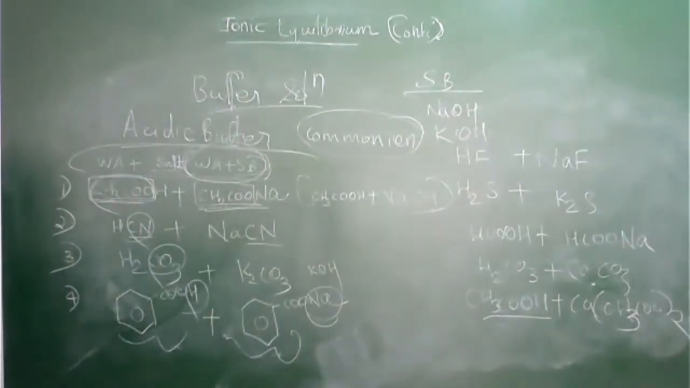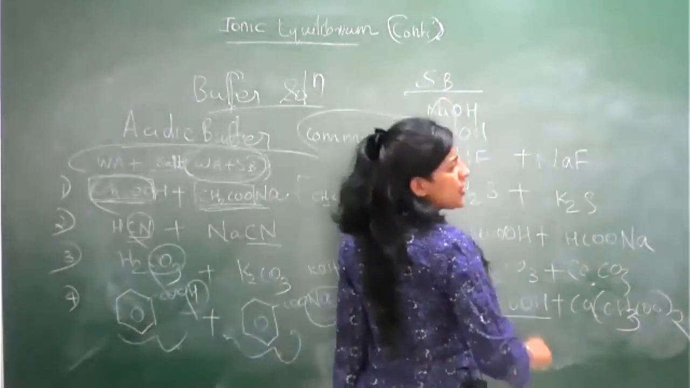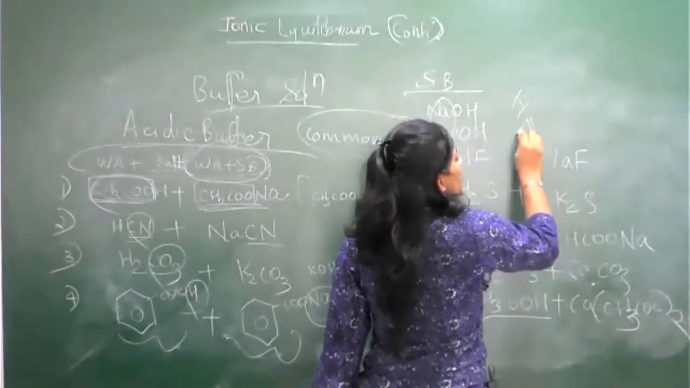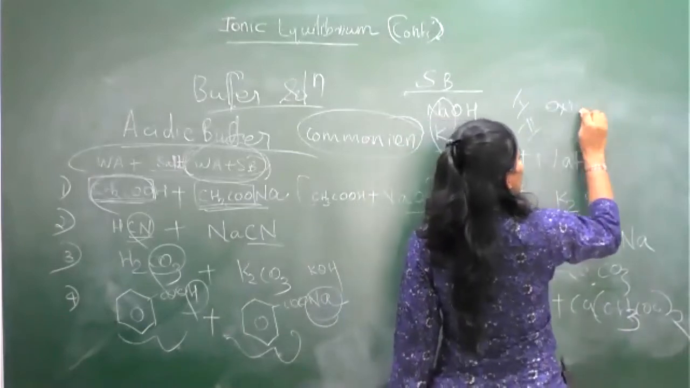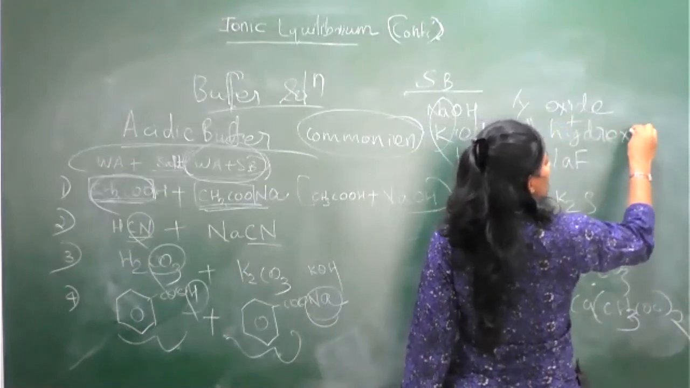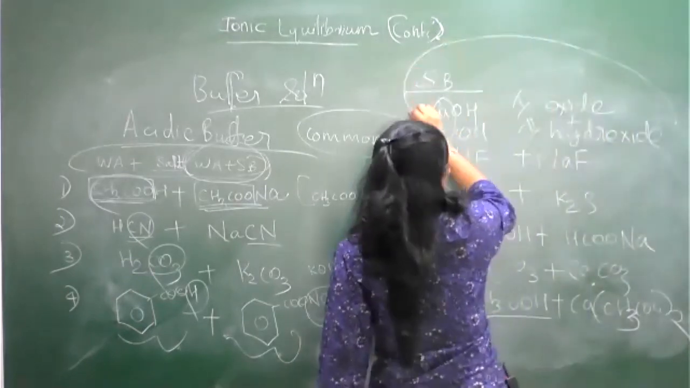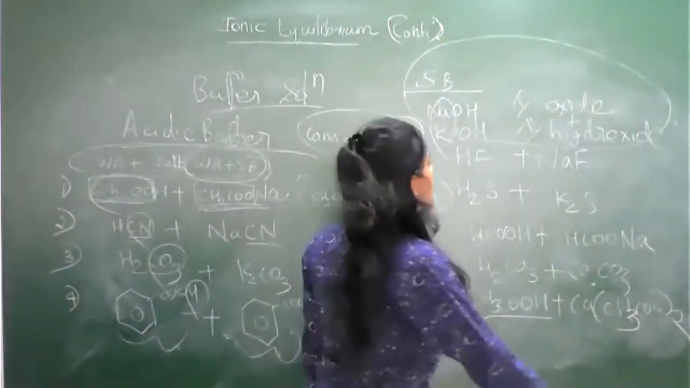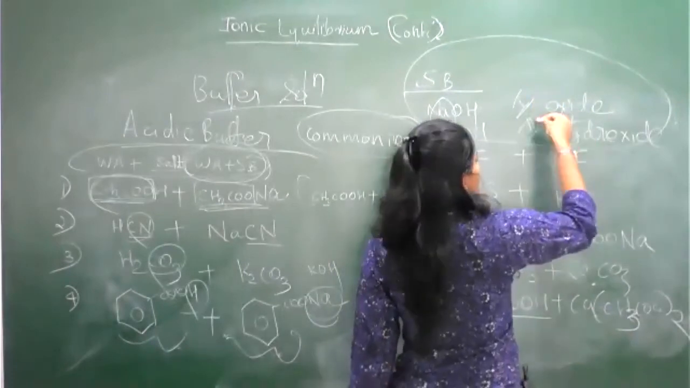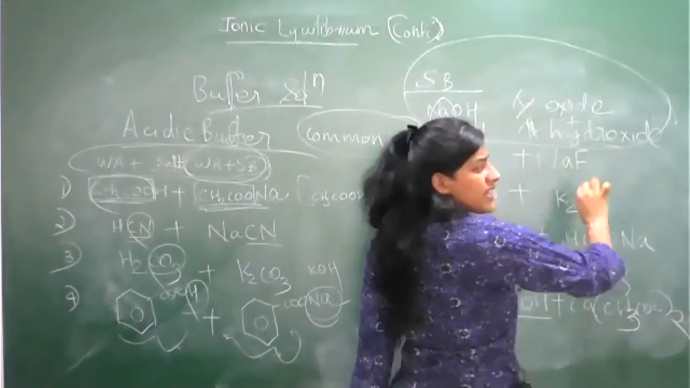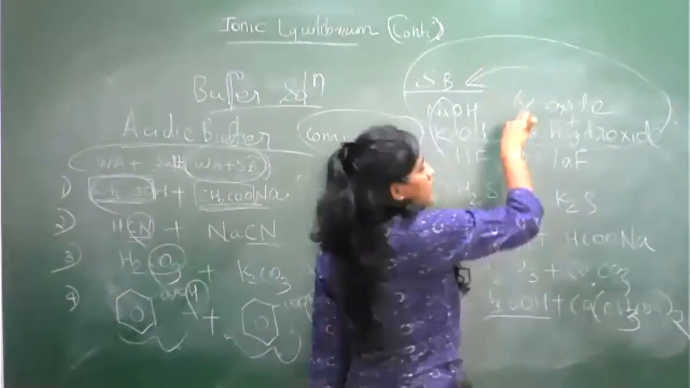Okay, I will tell you how to find out a strong base now. Na and K come from which group? First group. So first group, second group oxides and hydroxides act as strong bases. This is one of the important generalizations. Keep it in your mind: first group or second group oxides or hydroxides act as a strong base.